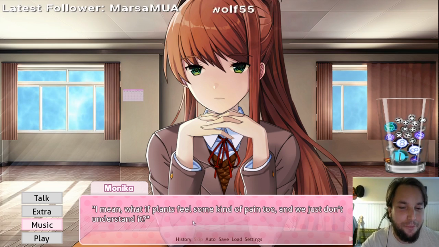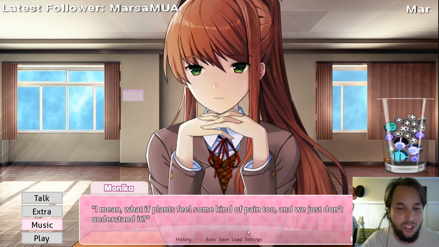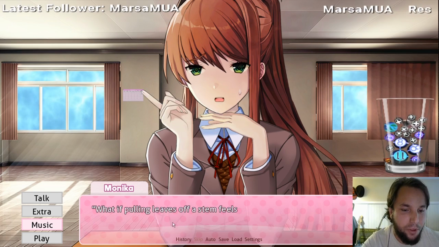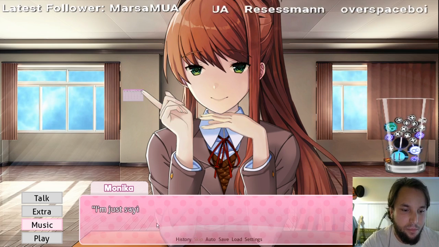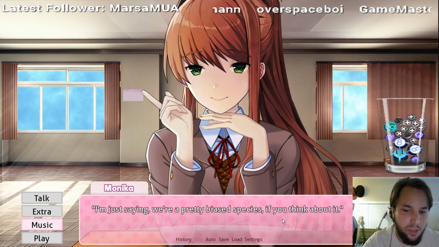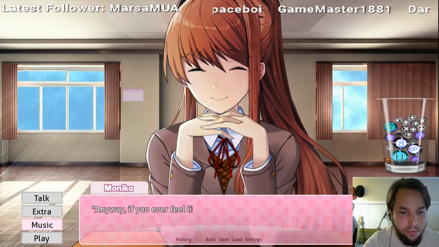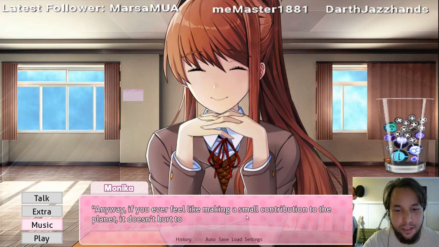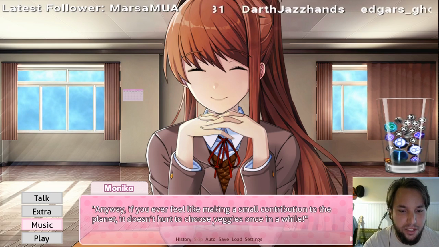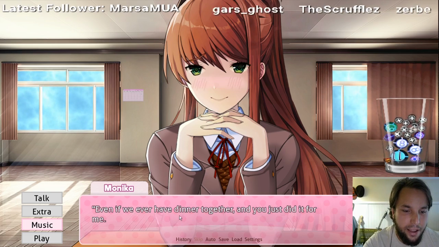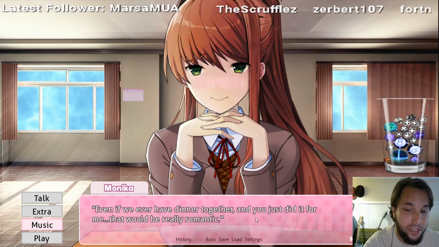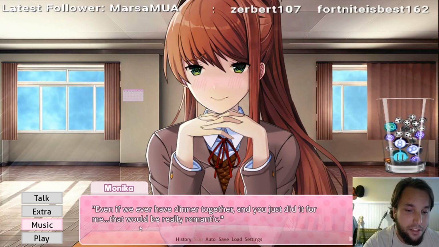I mean, what if plants feel some kind of pain too, and we just don't understand it? What if pulling leaves off a stem feels like someone ripping your fingers off one by one? I'm just saying we're a pretty biased species if you think about it. Anyway, if you ever feel like making a small contribution to the planet, it doesn't hurt to choose veggies once in a while. Even if we ever have dinner together, you just did it for me. That would be really romantic.